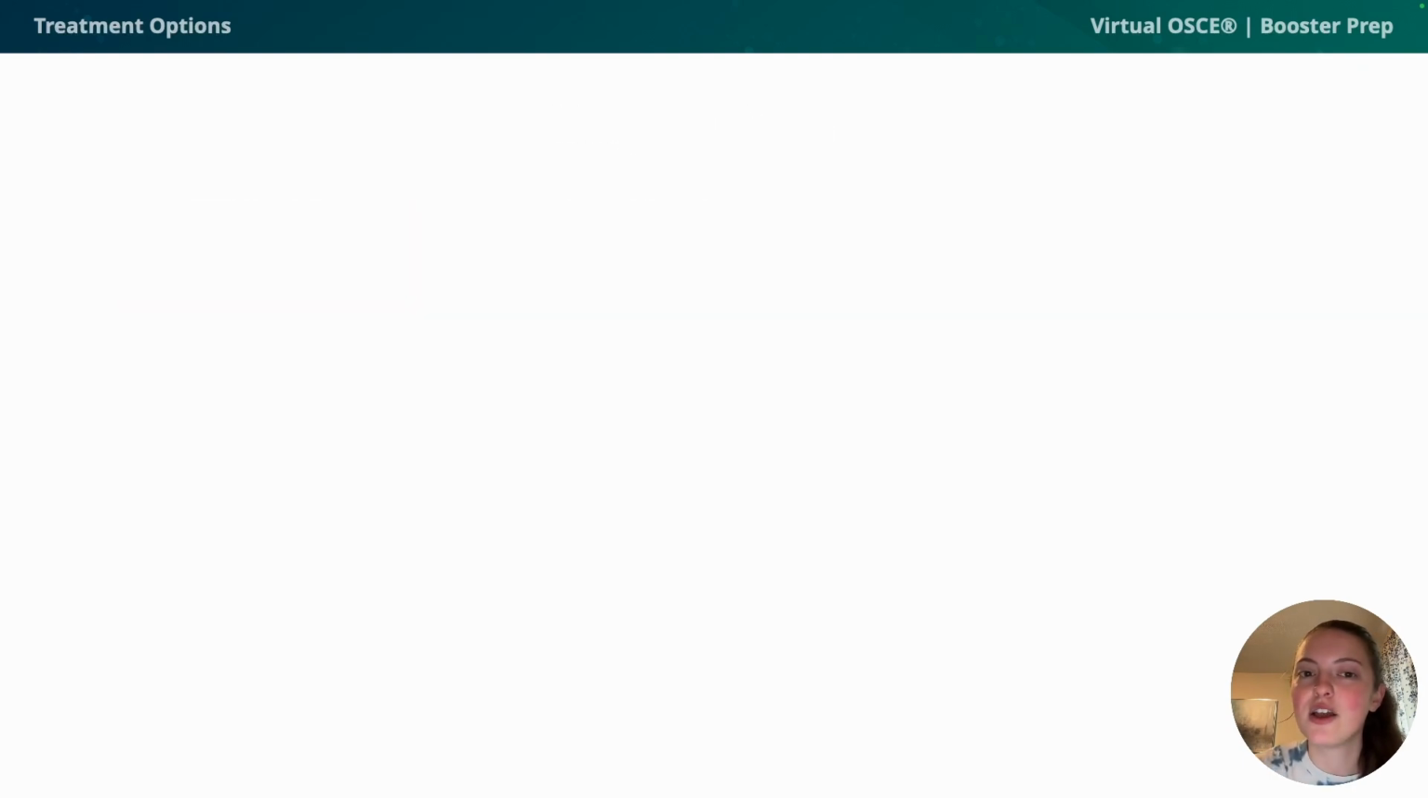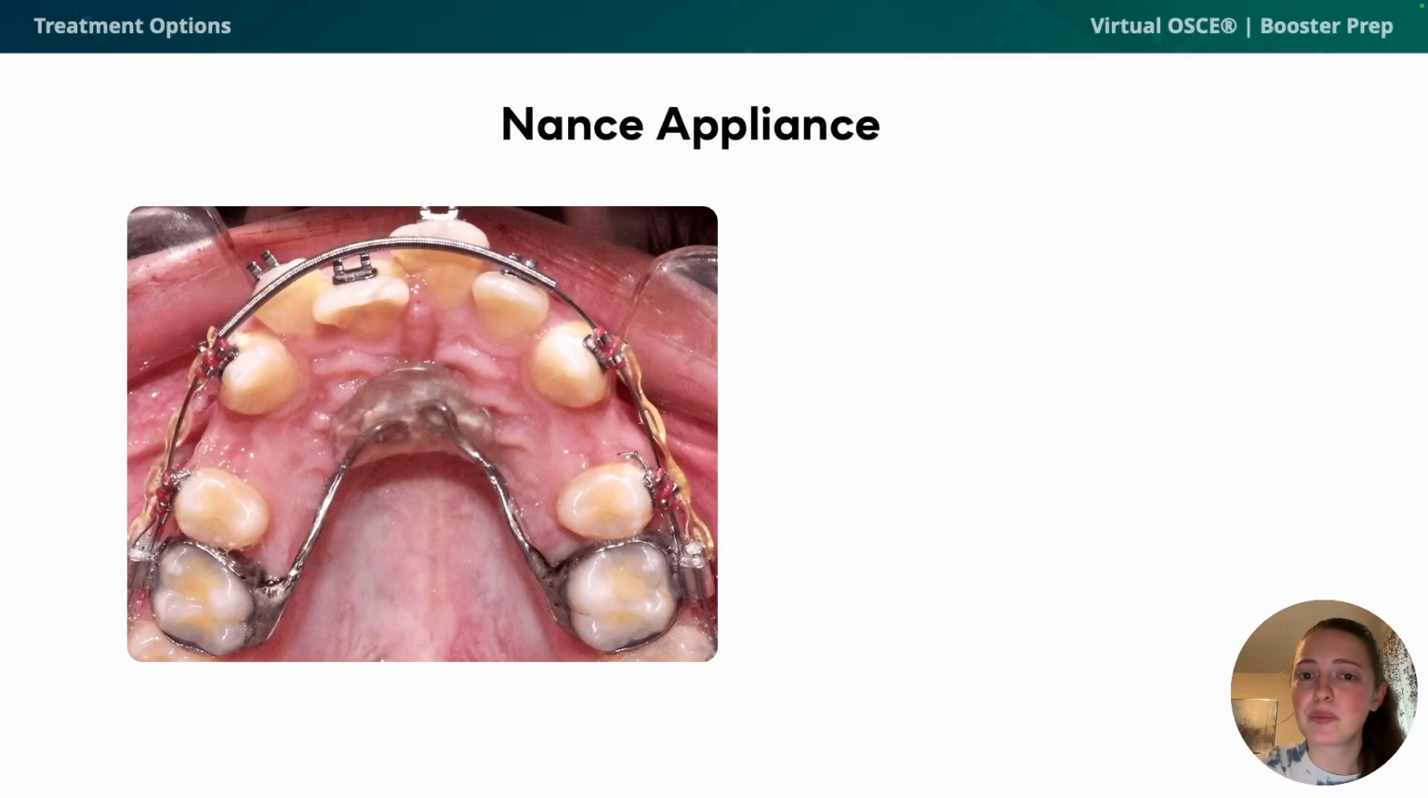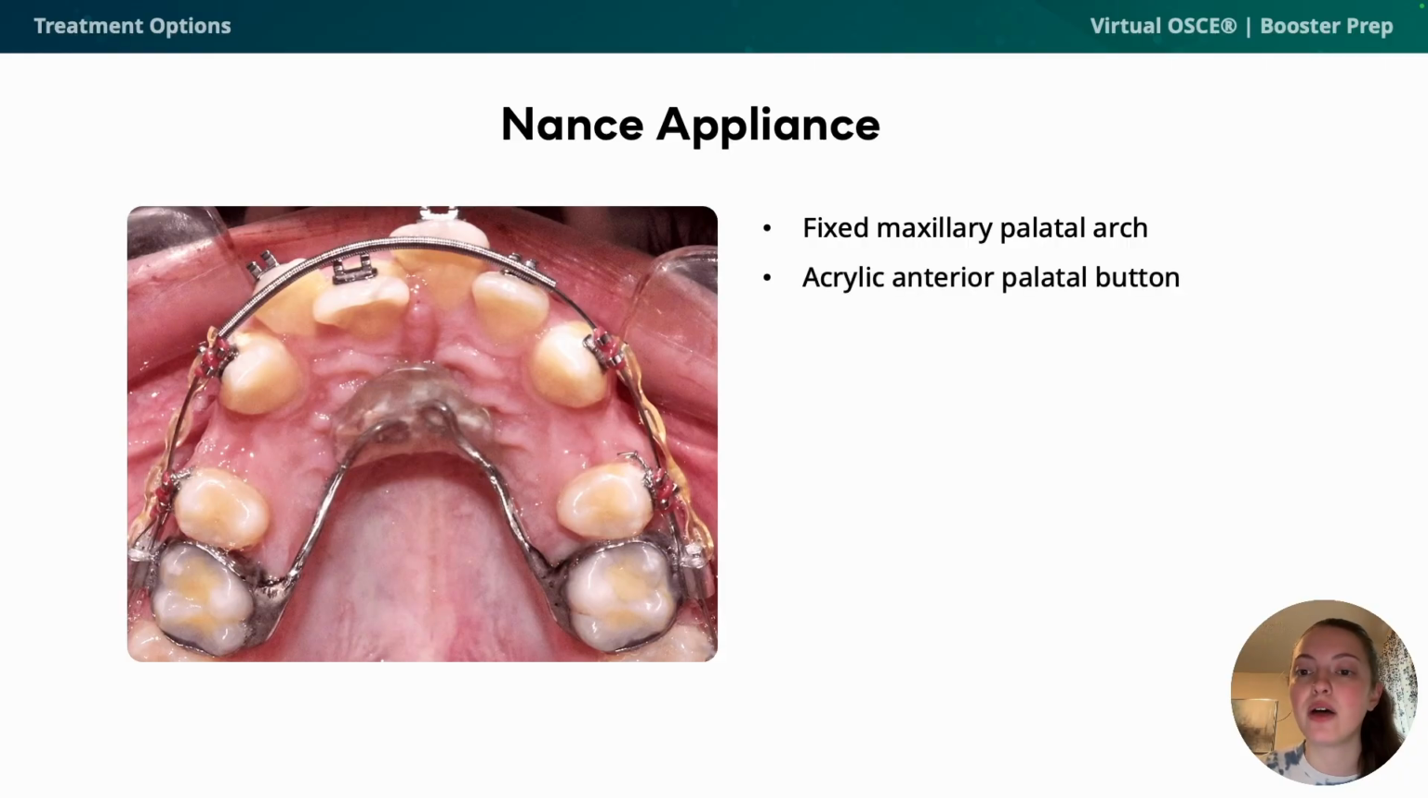On to the next. We have the Nance Appliance. This is also known as a Nance button, and as opposed to the lingual arch, this is a fixed maxillary palatal arch. It is comprised of bands on the molars extending to an acrylic anterior palatal button, which is why I said it's also called a Nance button. Now, it makes sense that this appliance would be in the maxilla only. There's no way you're putting this acrylic button in the mandibular arch. It has nowhere to go with the tongue, and there's no palate for it to rest against.